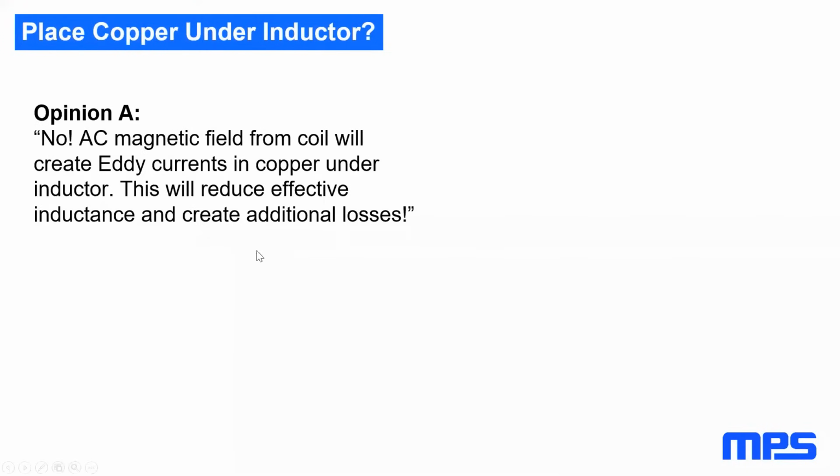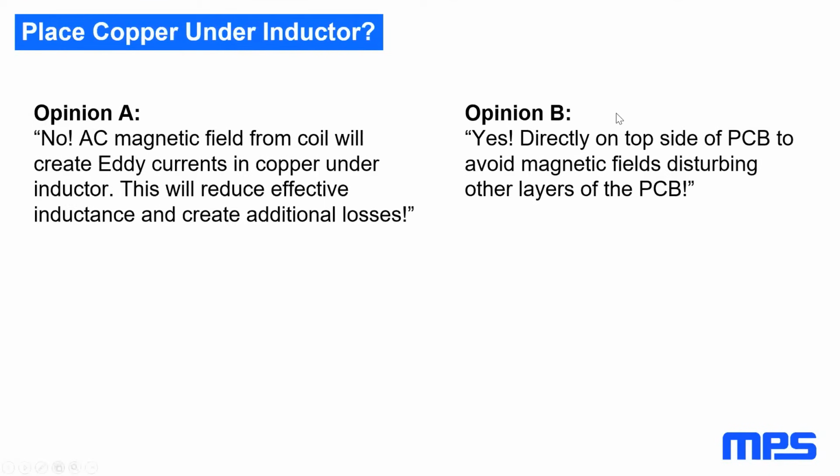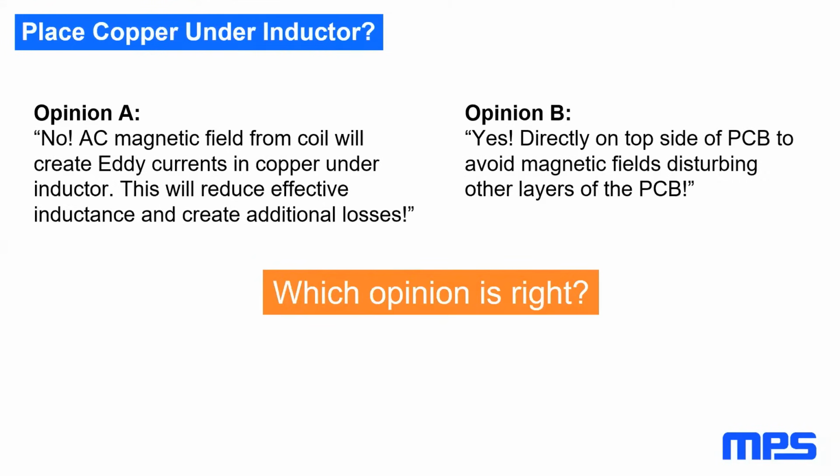The classic debate: copper under the inductor. Opinion A: no, definitely not. The AC magnetic field from the coil will create eddy currents in the copper under the inductor. This will reduce the effective inductance and create additional losses. Opinion B is: no, directly on the top side of the PCB, we should have copper to avoid the magnetic fields from the inductor disturbing the other layers in the PCB. So which opinion is right?